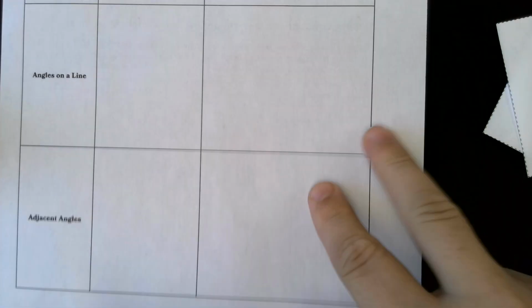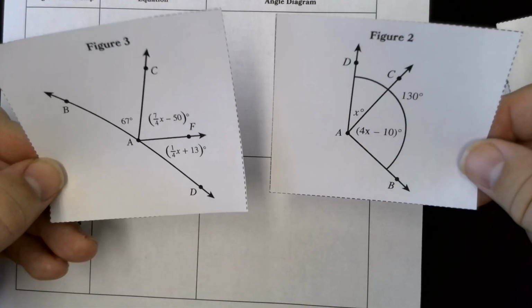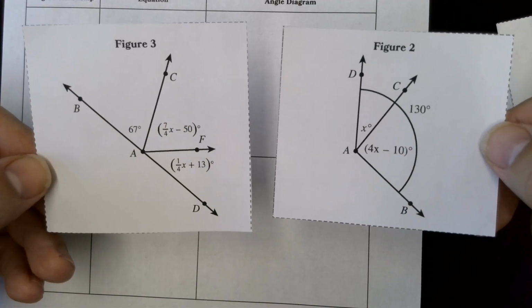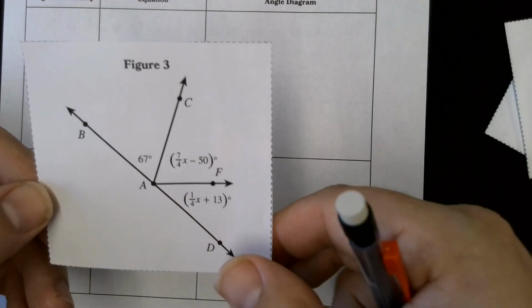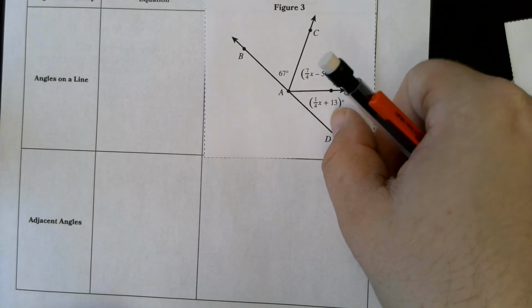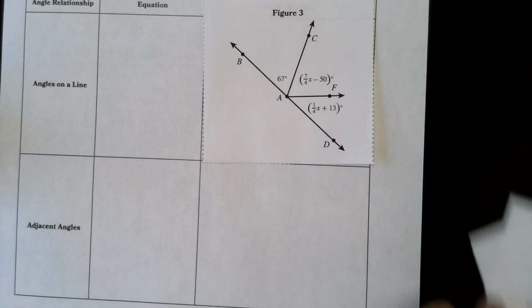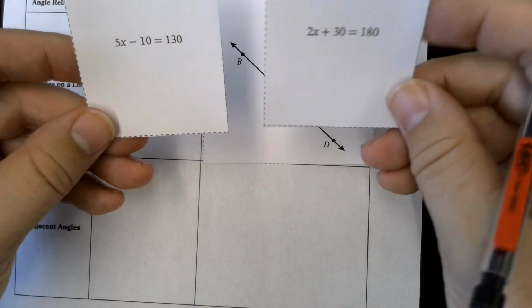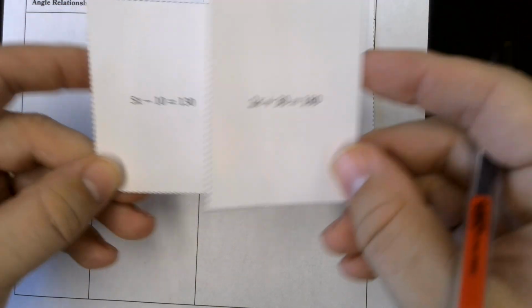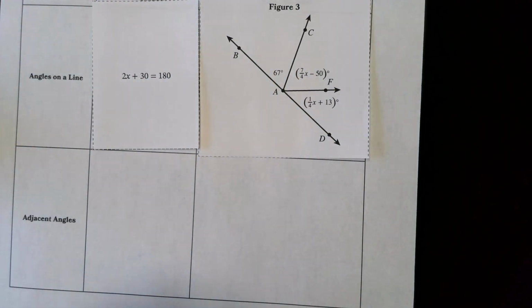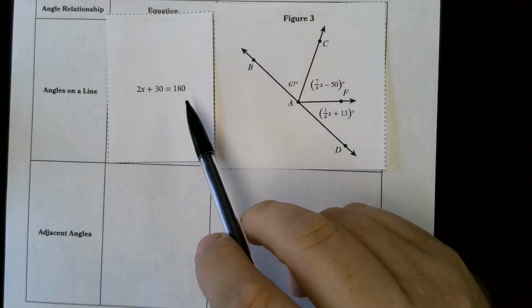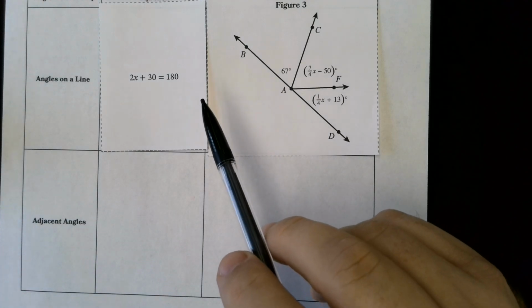Going to flip to the other side of the page here, and we're going to look at angles on a line. Angles on a line make a straight line. There's only one of these 2 angles that makes a straight line: figure 3. Angles on a line add up to 180. So process of elimination gives us just this equation right here, because it's the only one of those two that equals 180.